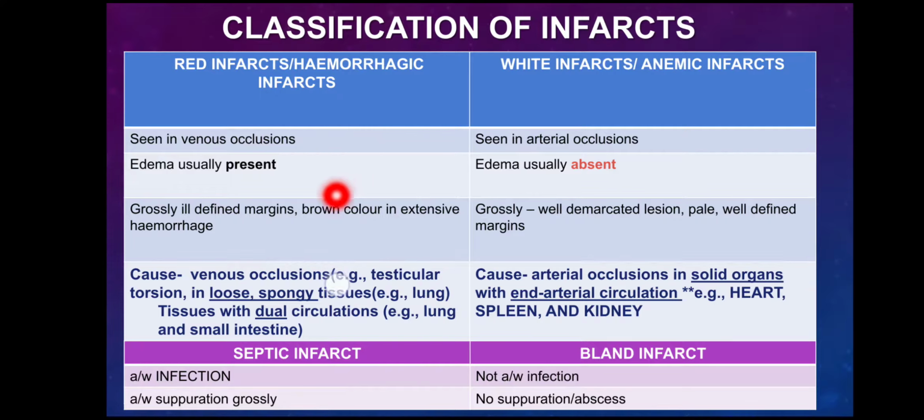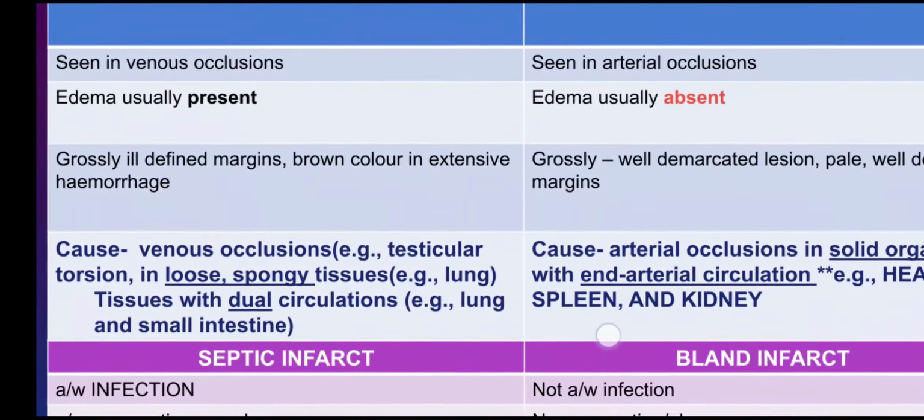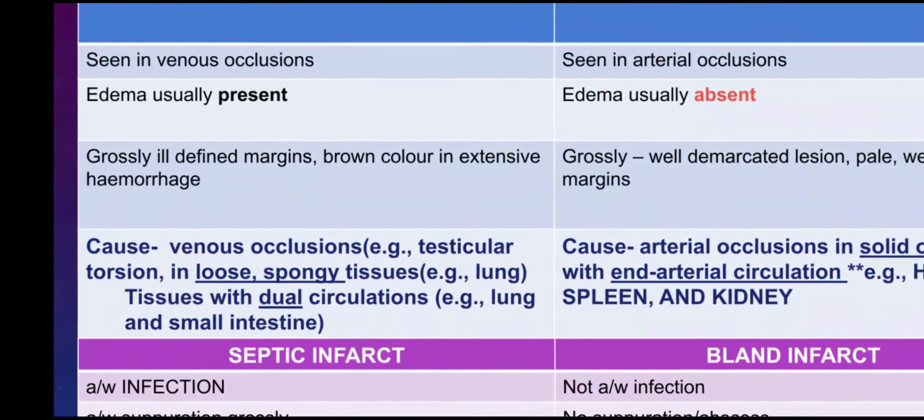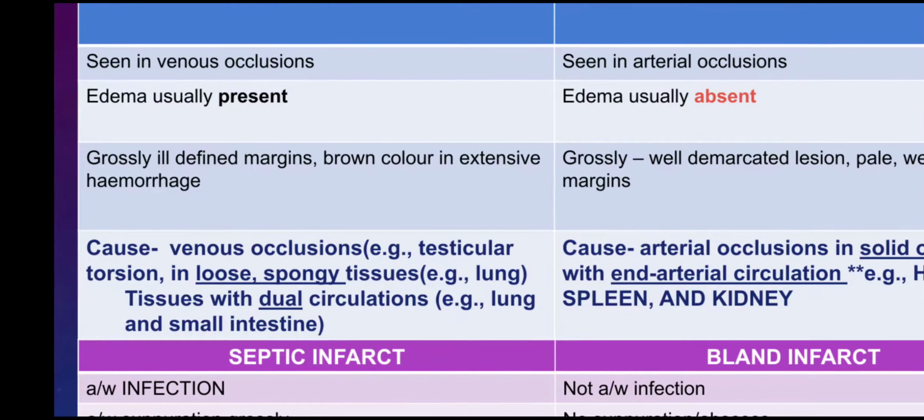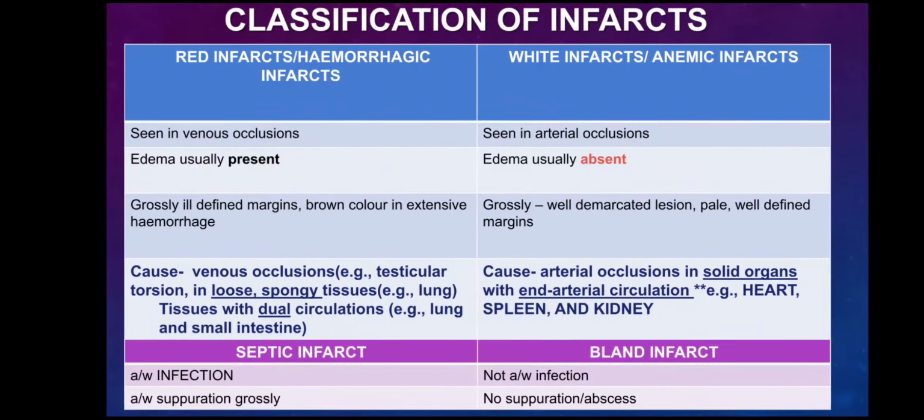So that's why it is called hemorrhagic infarct. Now, the second classification of infarct is based on whether the infection is present or not. So, septic infarct is associated with infection, and septic infarct is commonly caused by the embolism from a mural thrombus which is formed in the heart and which is infected, especially in the case of infective endocarditis.